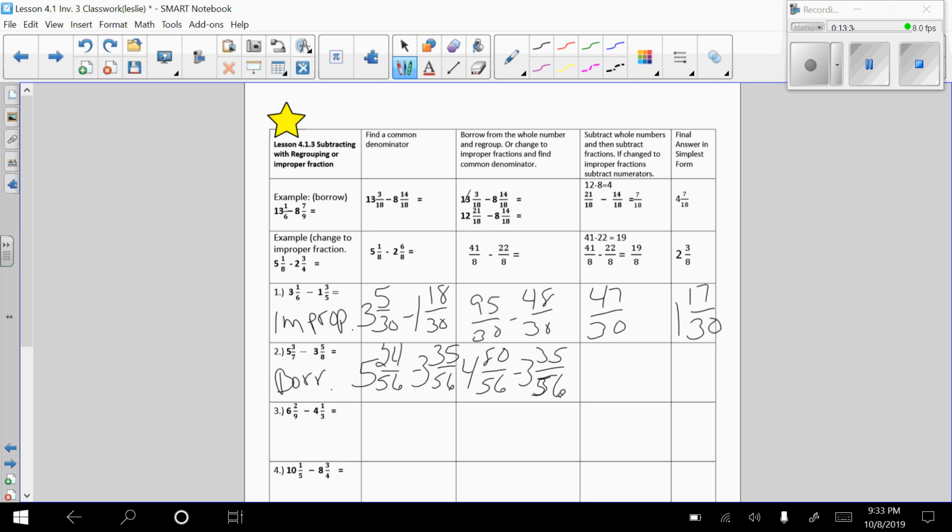Subtract your whole numbers. Well, 4 minus 3 is 1. Subtract your numerators. 80 minus 35 is 45. Denominator stays the same, 56. Then see if you can simplify. In this case, I can't. So my answer stays 1 and 45 over 56. Right? Give the rest a shot and go ahead and try your homework.